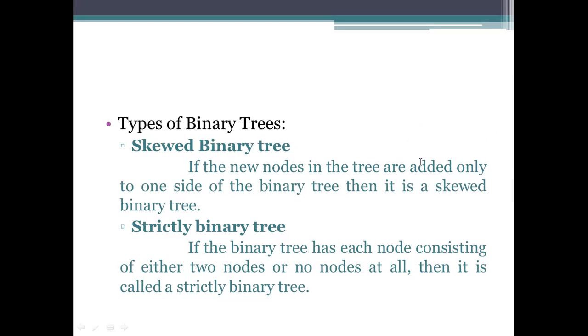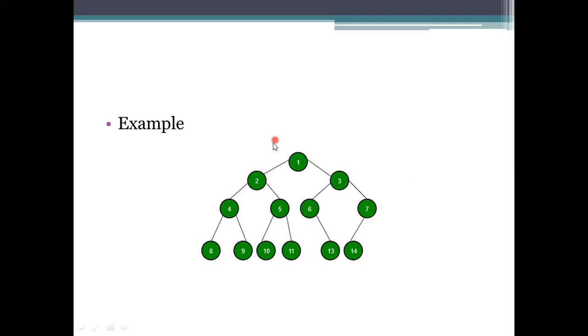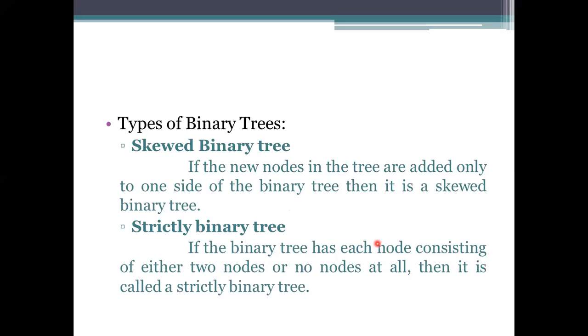Strictly binary tree: the node we have been using as a parent node should consist of only 2 children or 0. That's all. In this example, in the previous one, this is not a strictly binary tree because at this point we didn't have the 2 children here. Strictly binary tree means it must have 2 children; if not, it doesn't have any children there.